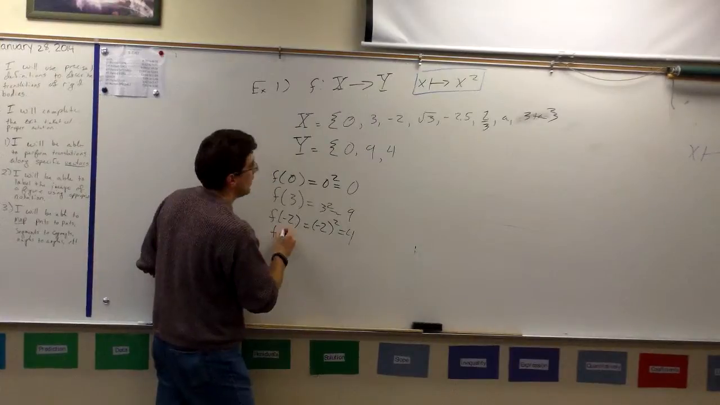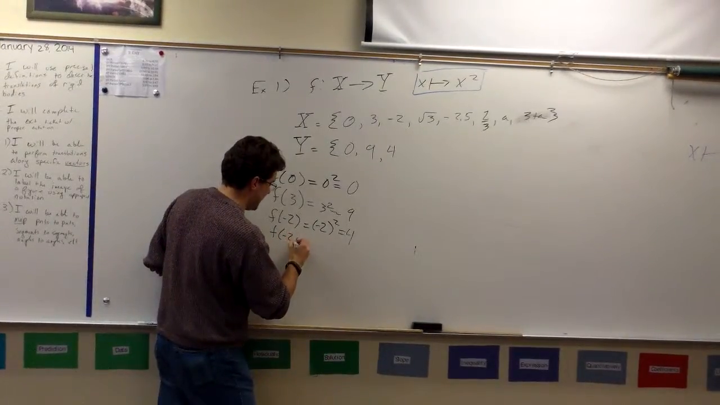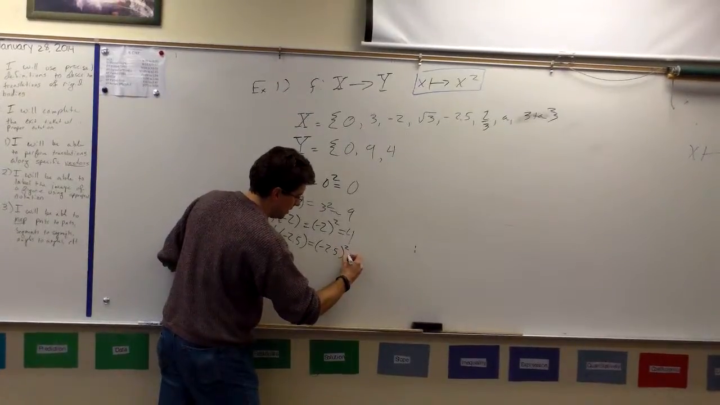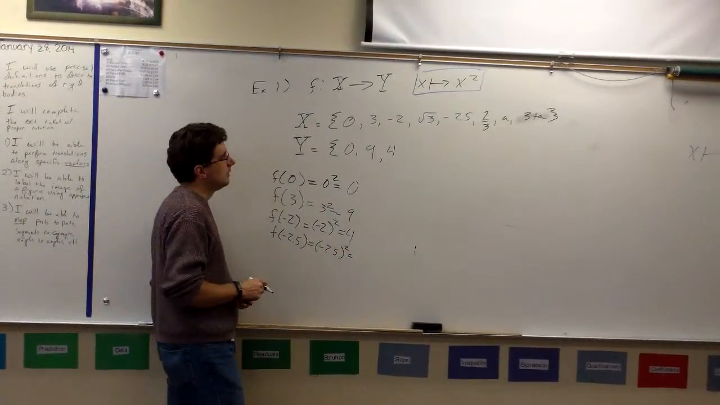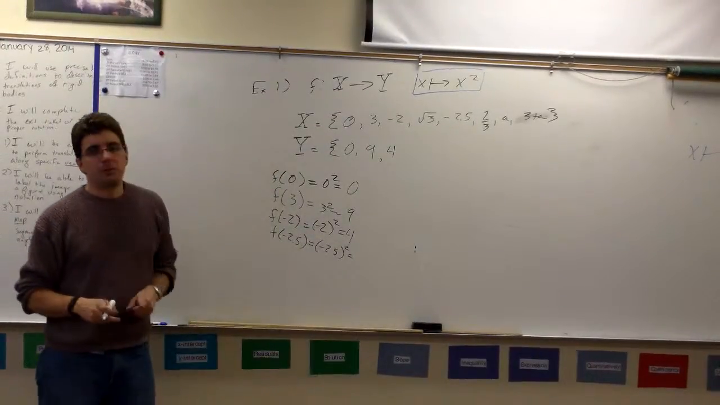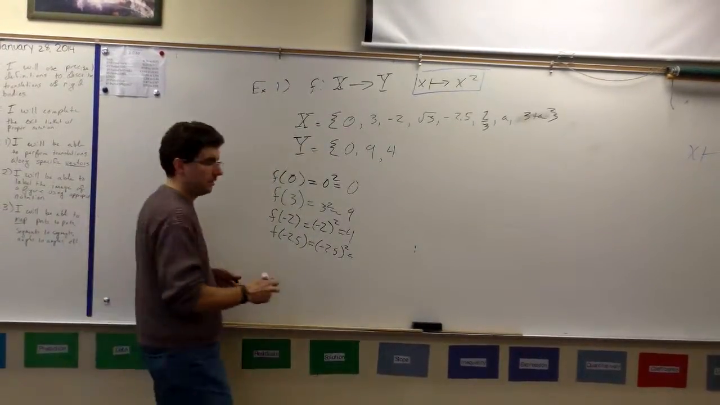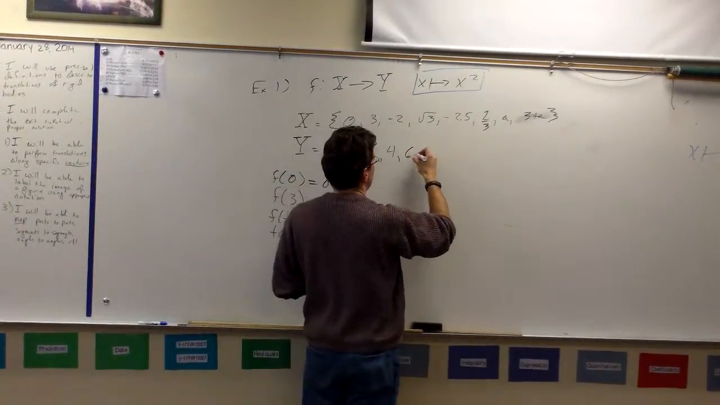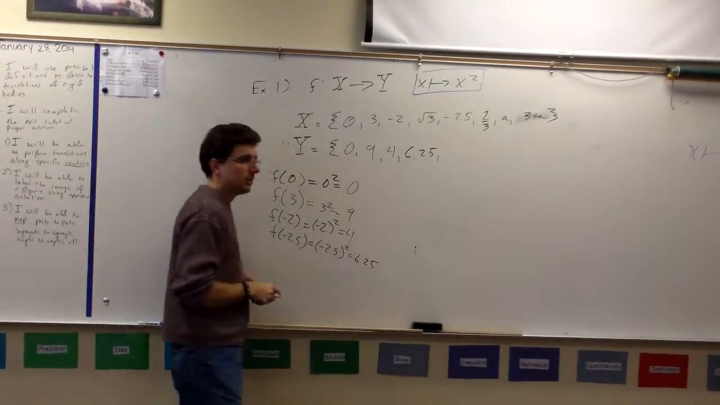Okay. F of negative 2.5. Negative 2.5 squared. Oh, thank you. We'll get there. What's negative 2.5 squared? 6.25. So there's another one. 6.25.